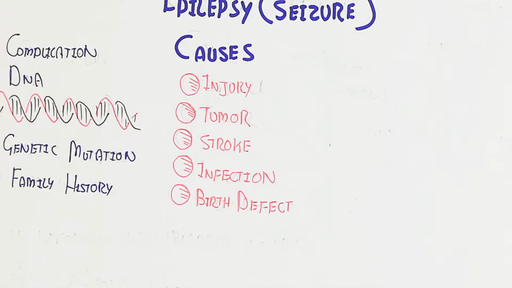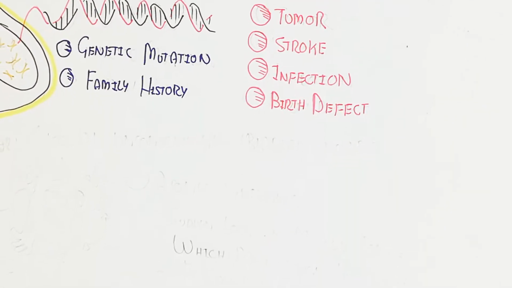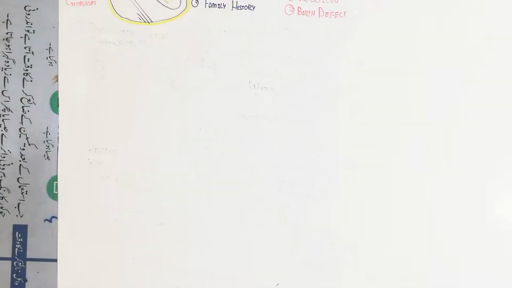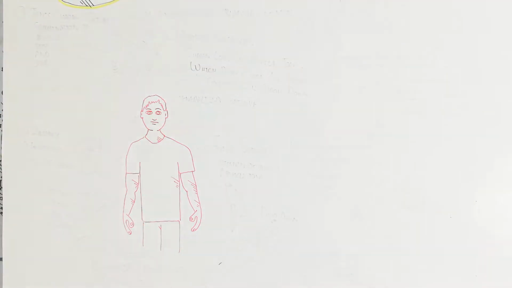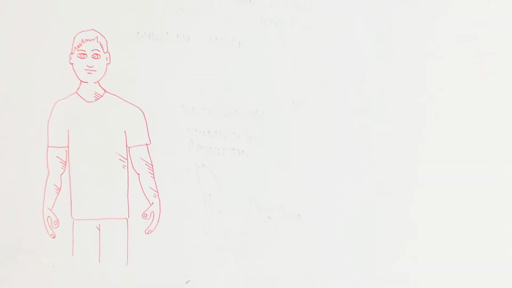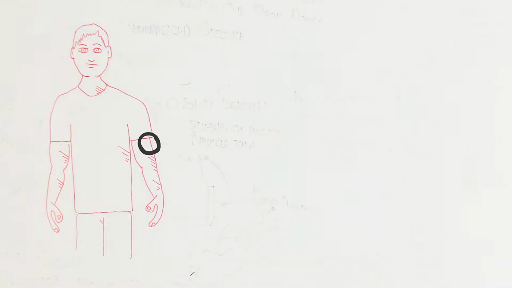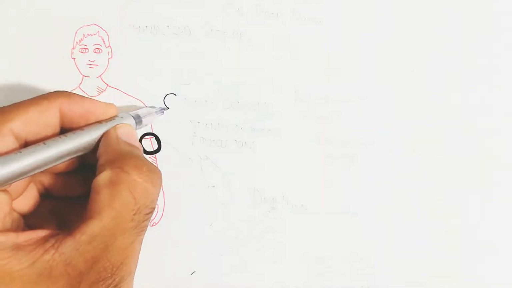So let's begin to understand the generalized seizure. We will discuss the types of generalized seizure. Basically there are two types of seizure, the partial focal and the generalized. We will discuss the partial type after this generalized seizure type.